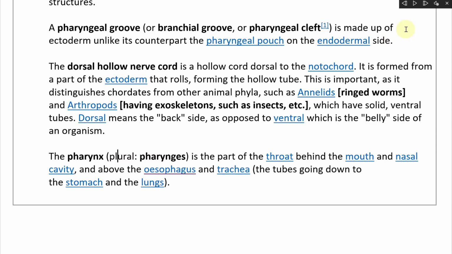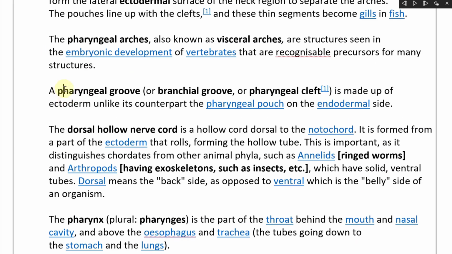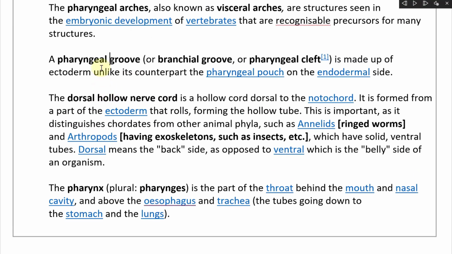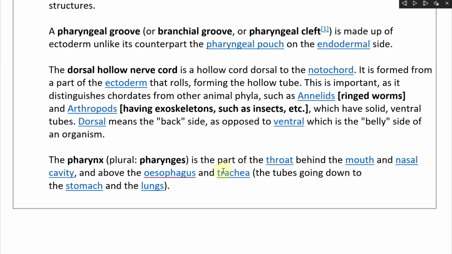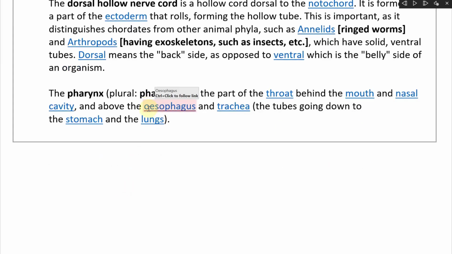So I don't know why this is calling it that. See this again? Plural. Okay, so I think it's just a mistake by the algorithm. But anyways, I'm going to call it pharynges just because that is what we've been calling this, pharyngeal groove, etc. And even if you click here, it says pharyngeal. Alright, so the pharynx, or plural pharynges, is where these pharyngeal grooves get their name, as part of the throat behind the mouth and nasal cavity and above the esophagus and trachea. These are the tubes going down to the stomach and the lungs.